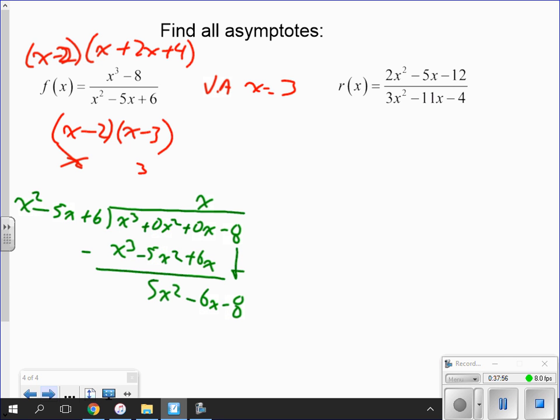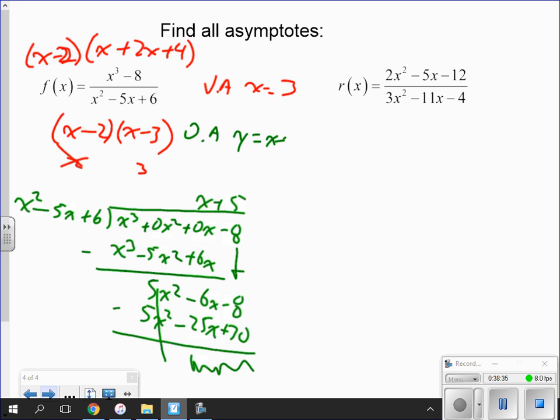Repeat. x squared goes into 5x squared how many times? 5 times. So I have plus 5. And then I get 5x squared minus 25x plus 30, and I subtract, and guess what? My remainder is irrelevant. As long as these first two cancel out, because I'm at the end there, whatever's down here is irrelevant. My oblique asymptote is y equals x plus 5. Yeah, that's my oblique asymptote.